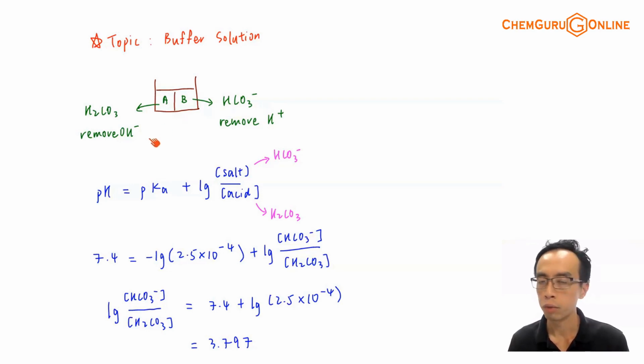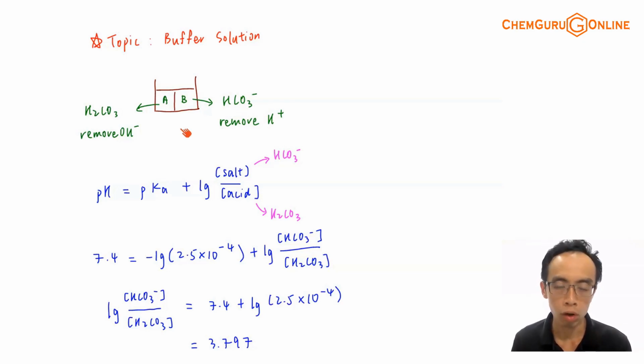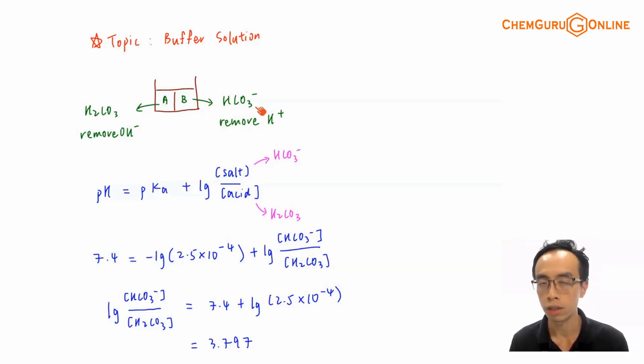I have an acid that can remove OH minus. I have a base that can remove H plus. And this is how your buffer solution can maintain pH. It's essentially a mixture of a conjugate acid-base pair. Now, these two can coexist with each other because they are a conjugate acid-base pair. When they undergo acid-base reaction, they will just be converted to and from each other. H2CO3, when it reacts with OH minus, will form HCO3 minus. HCO3 minus, when it reacts with H plus, will form back H2CO3.